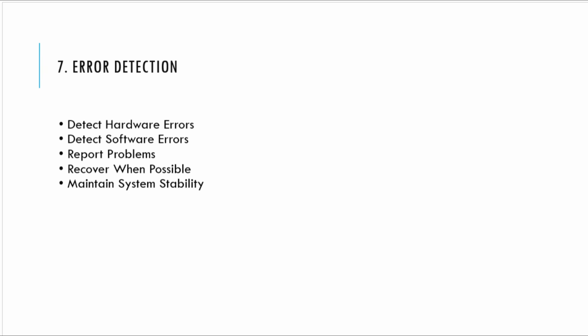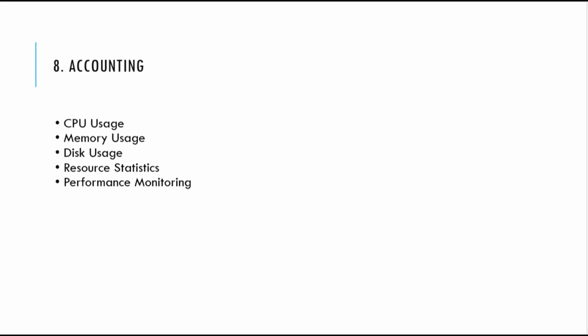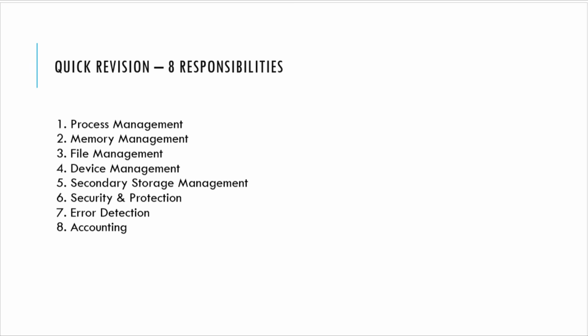The final responsibility is accounting. Accounting means keeping track of resource usage. The operating system records how much CPU time each process uses. It monitors memory usage. It can also record disk usage and other system statistics.